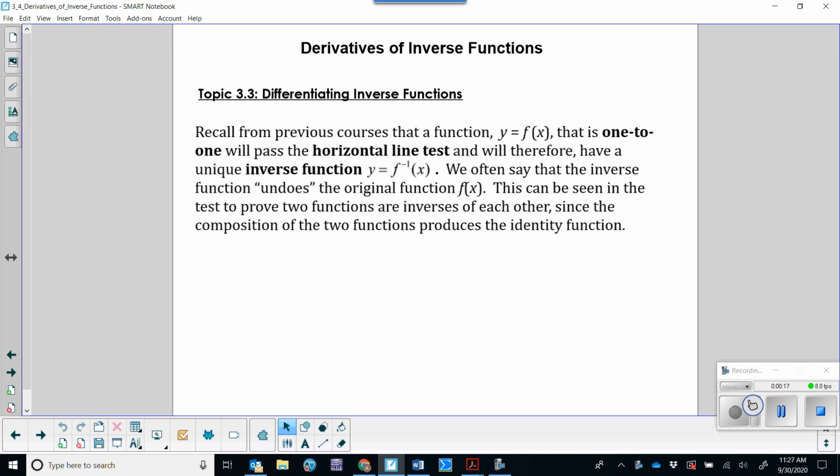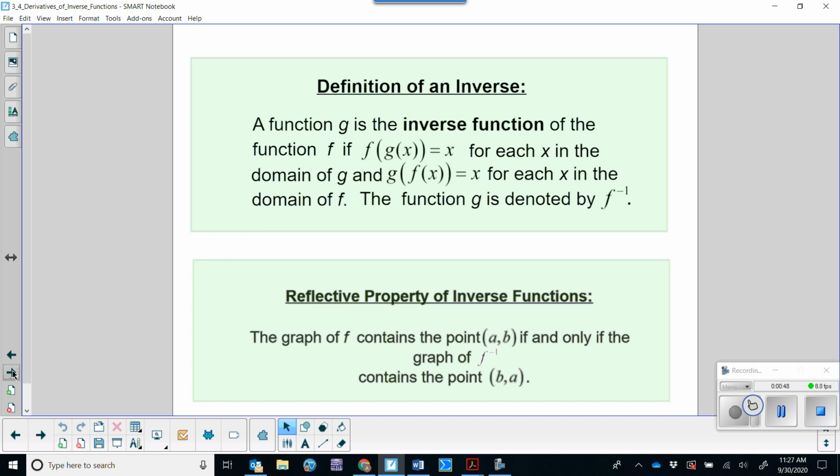Remember that we've learned before that if we have a function and it's going to have an inverse function, it has to pass the horizontal line test. So we called that function one-to-one if it had a unique inverse function. So if we had an inverse that was a function, okay, so not just something that undoes sometimes, but always a unique inverse.